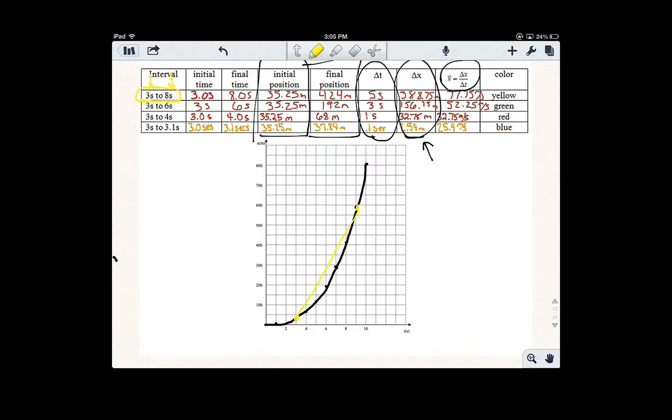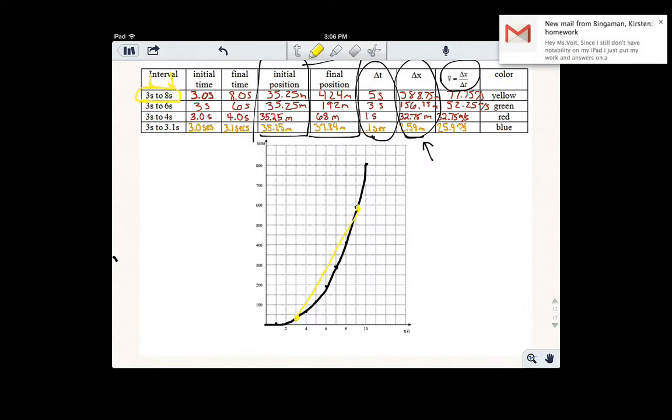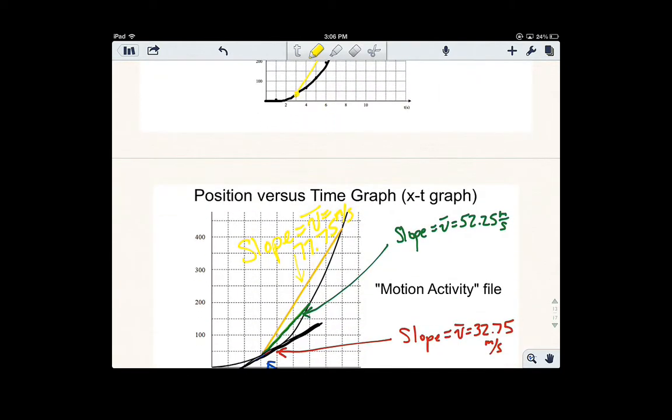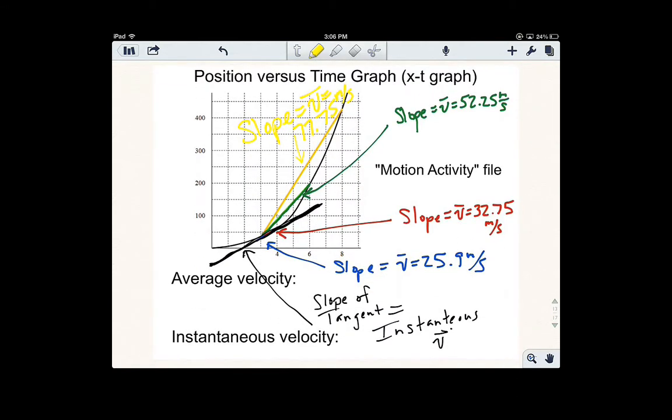our average velocity is going to be the slope of that secant. That secant line is just connecting those 2 points, the position at 3 seconds and the position at 8 seconds. And the slope of that particular line is, in this case, 77.75 meters per second.